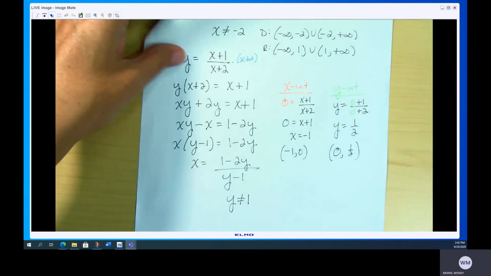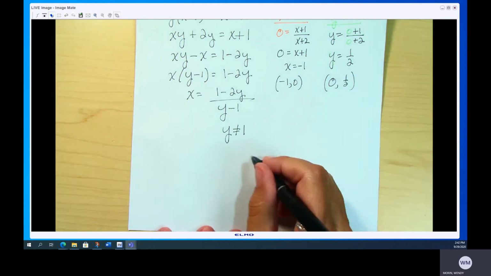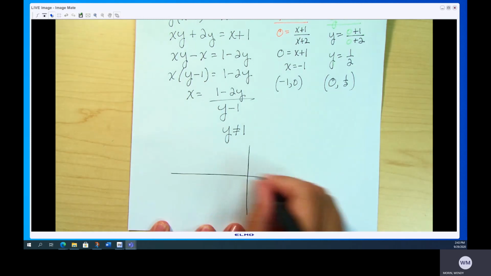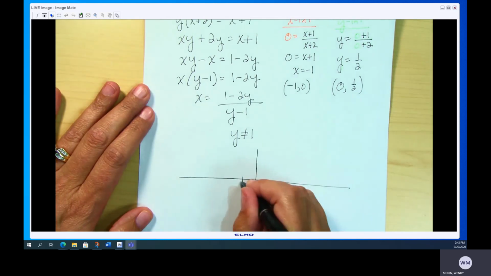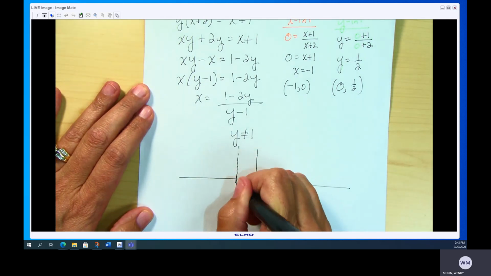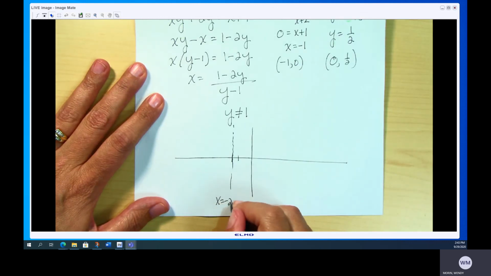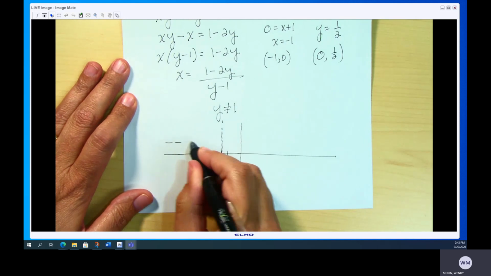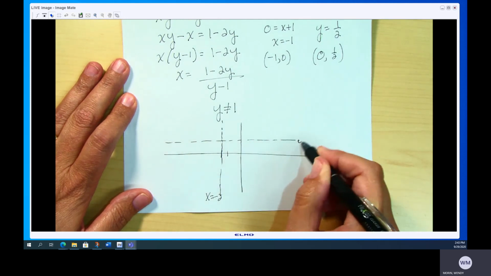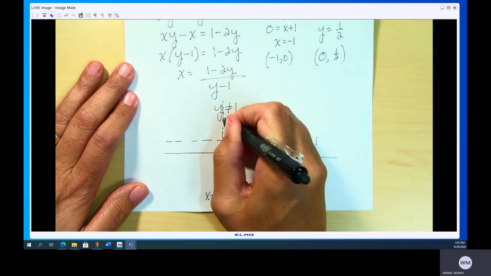Okay, so now that you have all of that, could you sketch the graph? Well, let's take a look. We know that the domain is all reals except -2. So you must have a vertical asymptote at x equals -2. And you must have a horizontal asymptote at y equals 1. And then you have some branches.